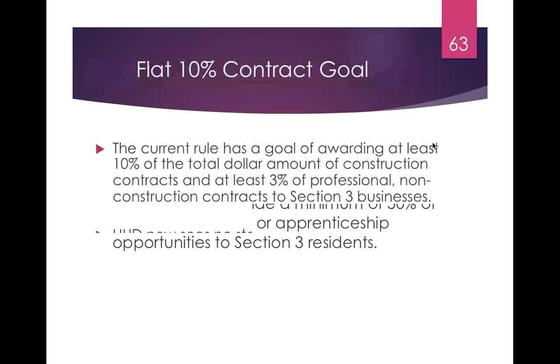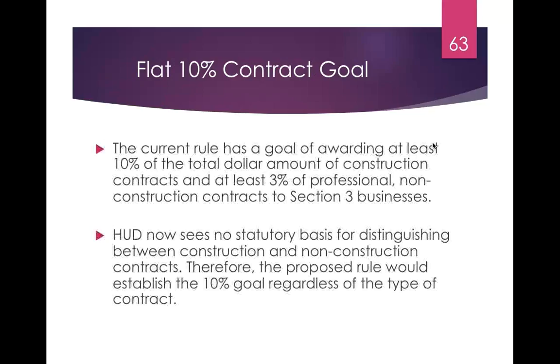Contract. The rule has a goal of awarding at least 10% of the total dollar amount of construction contracts and at least 3% of professional non-construction contracts to Section 3 businesses. HUD now sees no statutory basis for distinguishing between construction and non-construction contracts. Therefore, the proposed rule sets a single goal regardless of the type of contract.